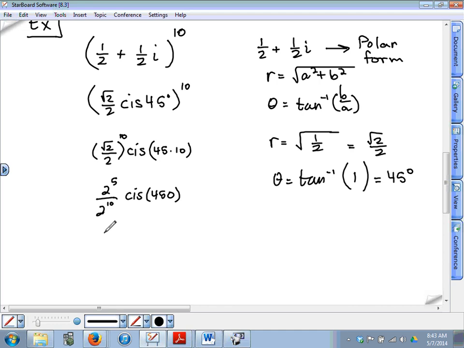Close. It's 1 over 2 to the 5th, which is 1 over 32. Now 450, that's more than one revolution, so take off 360 from that. Where are we? 90.